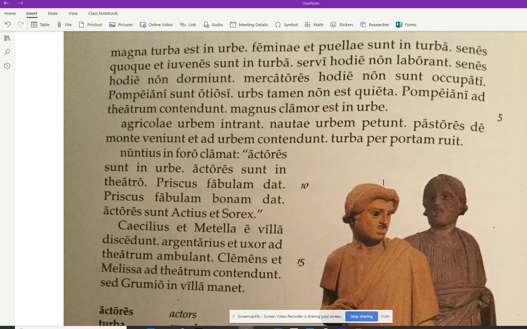We saw third person singular verbs end in T. Third person plural verbs are going to end in NT. NT, not just T, but NT. That's how I recognize them.